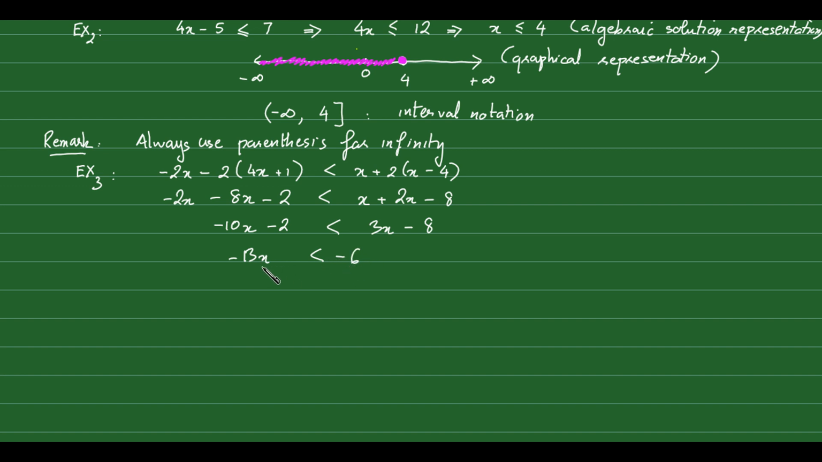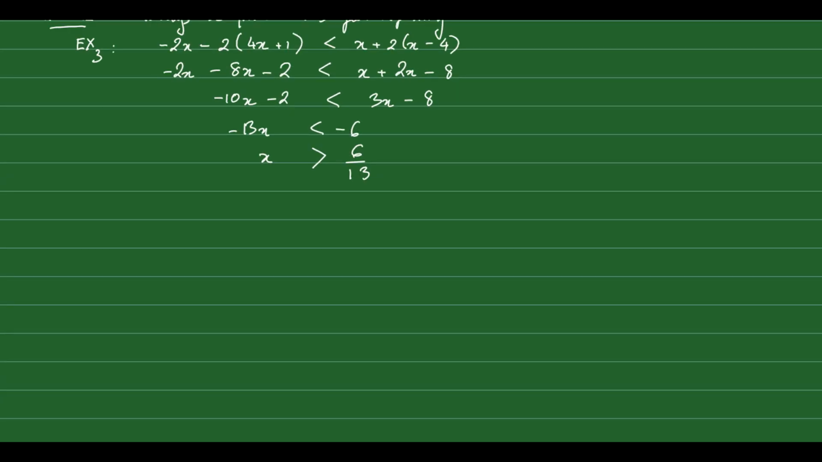Now, in order to get x, you need to get rid of the negative 13, so you have to divide both sides by negative 13. When you solve a linear inequality, every time you divide or multiply by a negative number, you have to flip the direction of the inequality symbol. So you divide by negative 13 and flip the symbol, so it becomes x greater than 6 over 13. This is the algebraic expression of the solution.